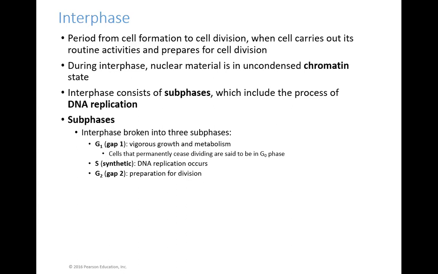So that's G1. The second stage here is the S stage, or synthesis stage. This is where we copy our DNA. Because if we're going to produce two daughter cells, we've got to have a complete set of DNA for both daughter cells. So that's the S stage, where we copy things. And then the last stage of interphase is G2, where we're making sure we have all the organelles copied. We make sure we have all the enzymes necessary for mitosis and cytokinesis to take place. And then we slide into the mitotic stage.